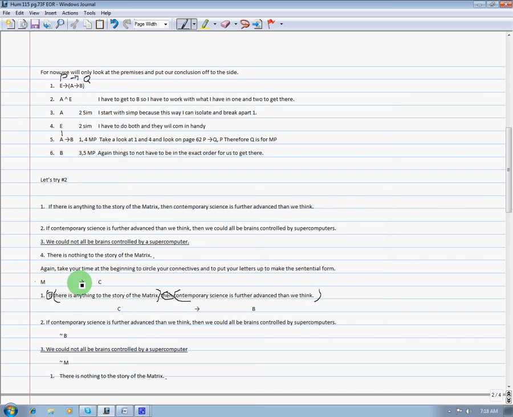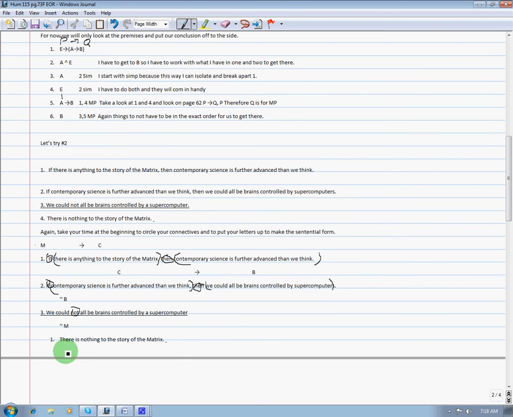Number 2, if contemporary science, C, is further advanced than we think, then we could all be brains. Mark that. We could all be brains controlled by supercomputers. We could not all be brains controlled by supercomputers. Remember, I have a not here, so I have to pay attention to that. And there's my not. And B. In number 1, there, and finally, this should be number 4. I'm sorry, there's nothing to the story of the matrix. So that's not M. Change that to 4.